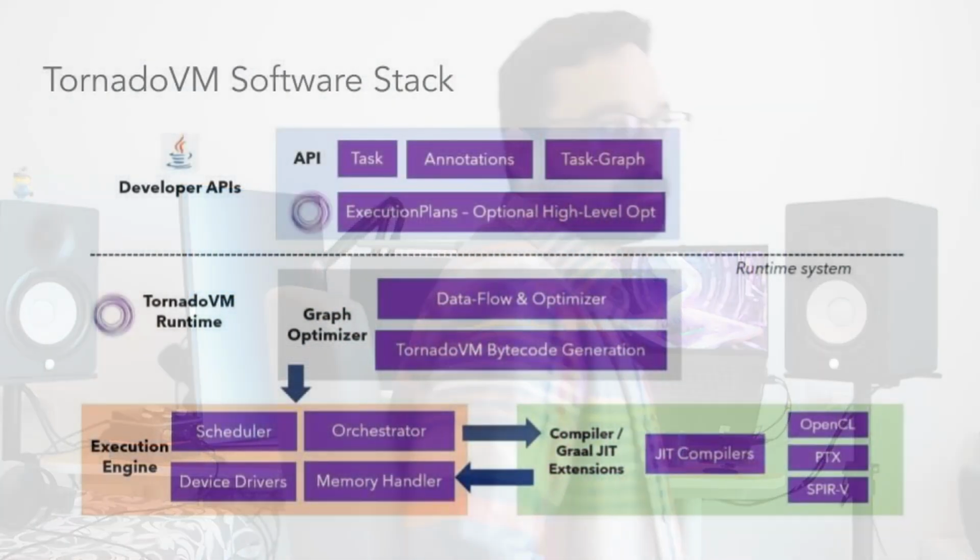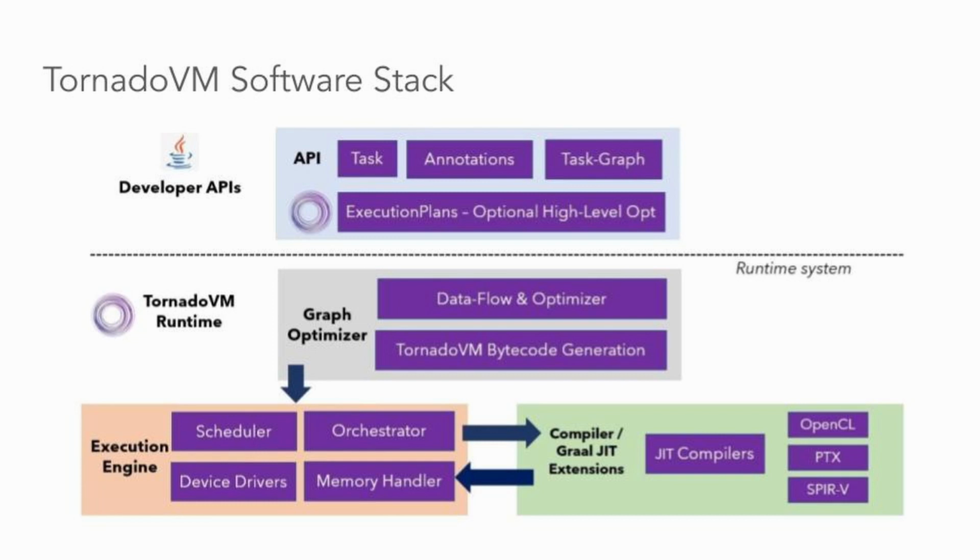Let's start with a general overview of the TornadoVM software stack and the main components as shown in this figure. At a very high level, TornadoVM exposes an API for Java developers. This API contains the main building blocks to be used by developers to express parallel applications, identify which methods to use and which methods to offload, and finally, how to run applications on GPUs and FPGAs. So this API will be the actual content of this video.